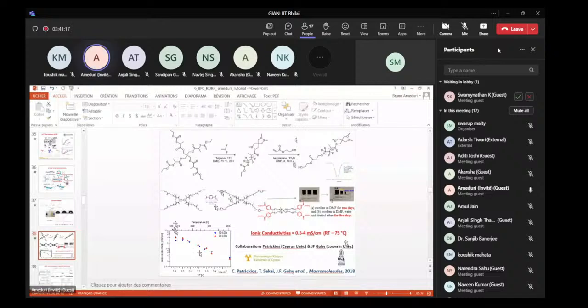We can see that we have conductivity ranging between 0.5 and 4 millisiemens per centimeter. When you have 1 millisiemens per centimeter, it's already a good result. So we have 4, and we were very satisfied with this result.